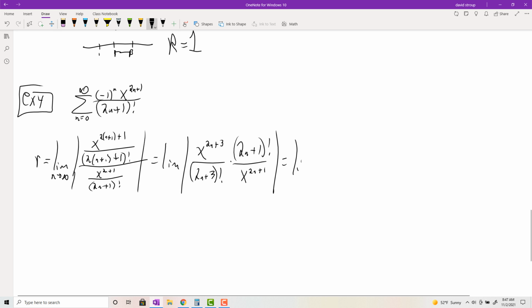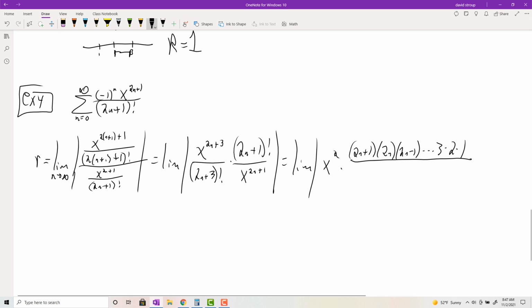Then that will be the limit of x to the 2n plus 3 over x to the 2n plus 1. Subtract those exponents, you get 2n plus 3 minus 2n minus 1, which will be just x squared. So I have an x squared. And then I'm going to brute force the factorials. So I have 2n plus 1 times 2n plus 1 minus 1, which is 2n, times 2n minus 1, all the way to 3 times 2 times 1.